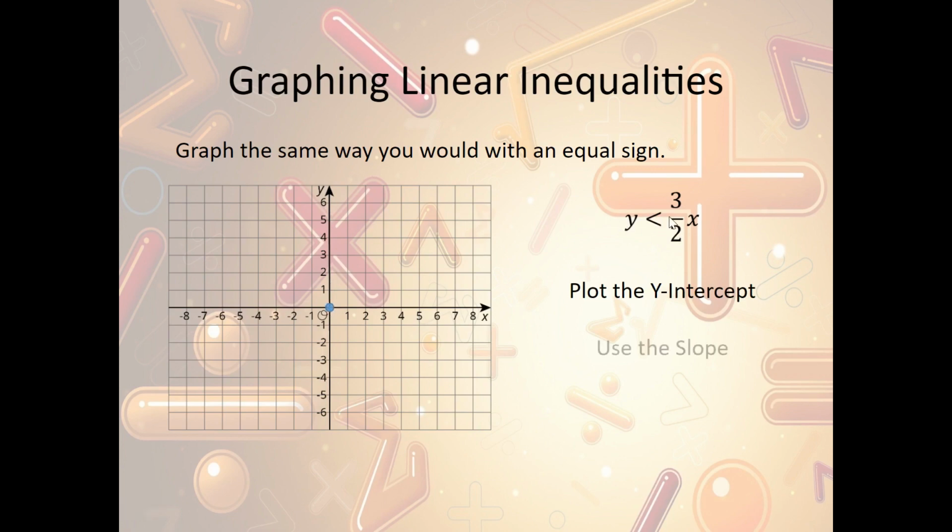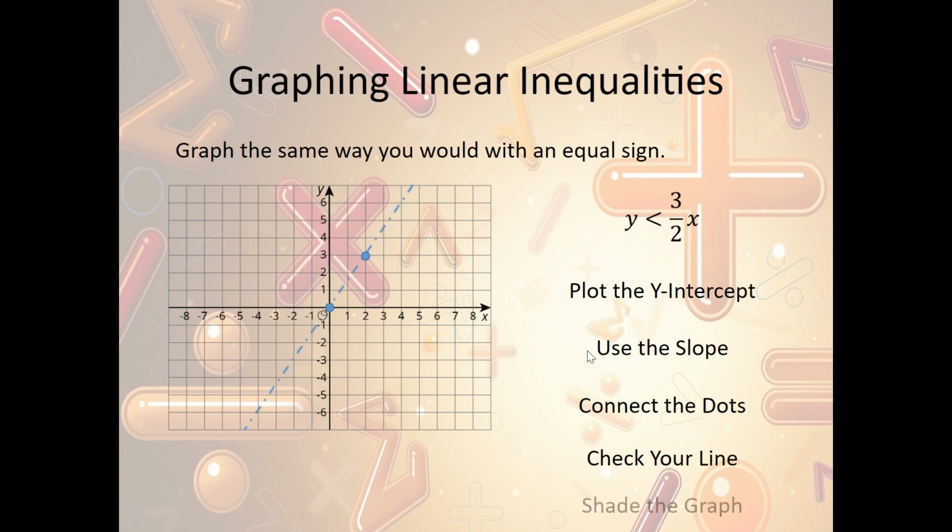And my slope is 3/2, so I'm going to go up 3 to the right 2. So I go up 3 to the right 2. Plot my point, and normally I would just connect the dots. But I need to check to make sure I have the correct line, which in this case, they didn't add anything extra, so I don't either, so it should be a dotted line. So there's my dotted line.